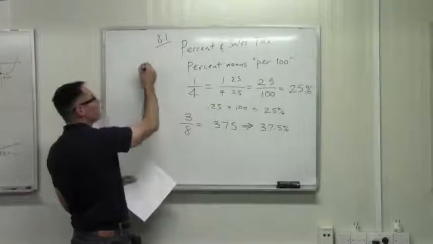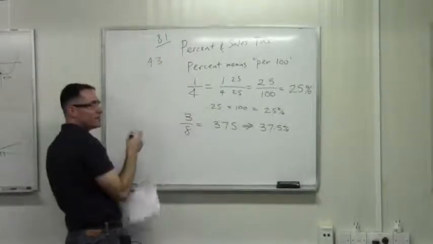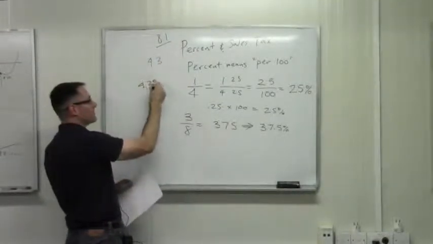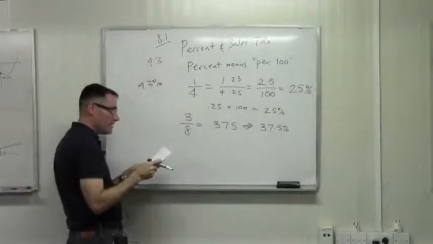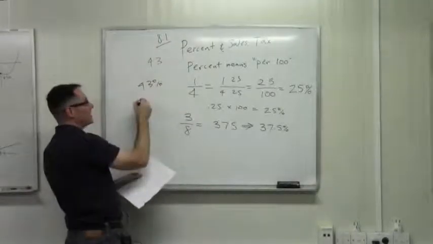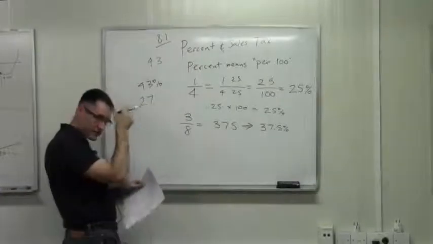How about this? 0.43 in percent is what? 43%. So easy. Okay. All right. How about 27 in percent?